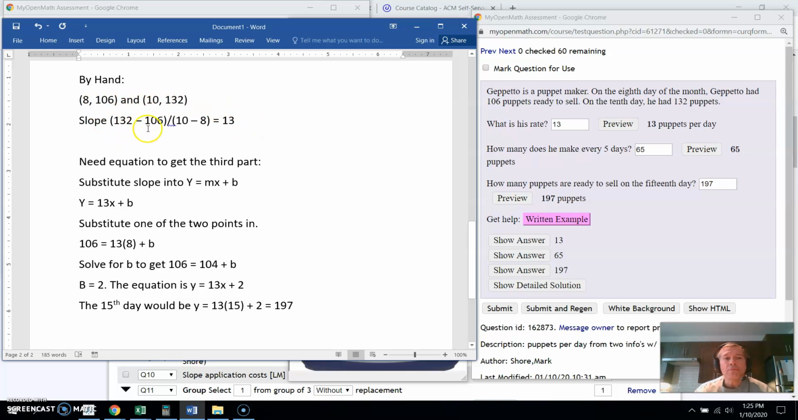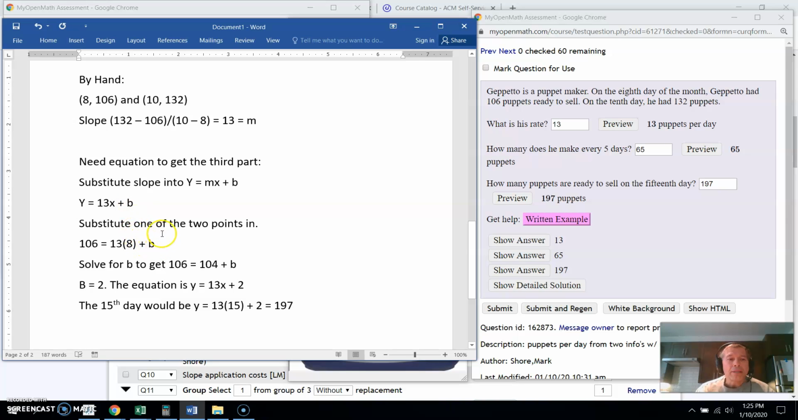Now to do this problem by hand, you would have these 2 points. You'd have to use the slope formula where you subtract your y values divided by subtracting your x values to get your slope. So there's a slope of 13. But to answer the third part, you have to get the whole equation, y equals mx plus b. That's your m right there, the 13. So you just put the 13 right in there where the m is. So it's y equals 13x plus b.